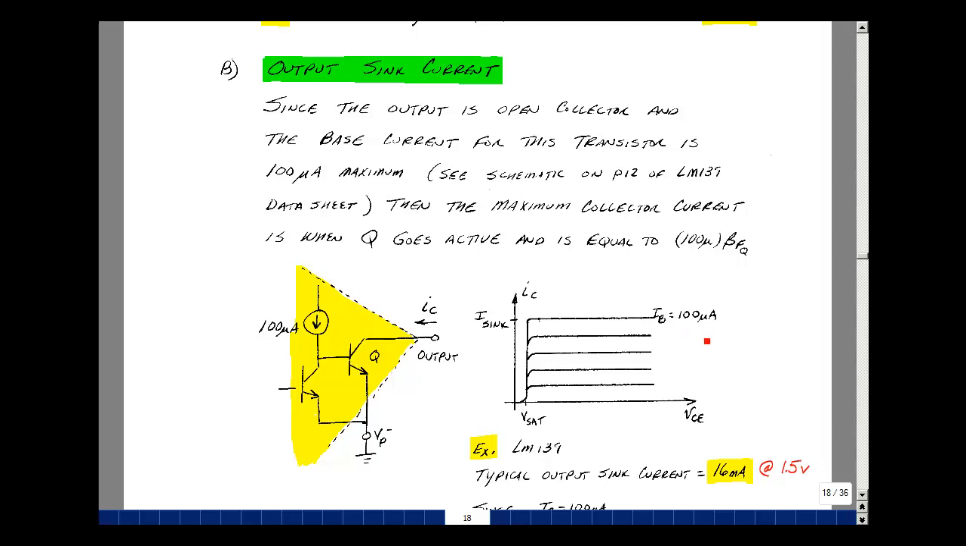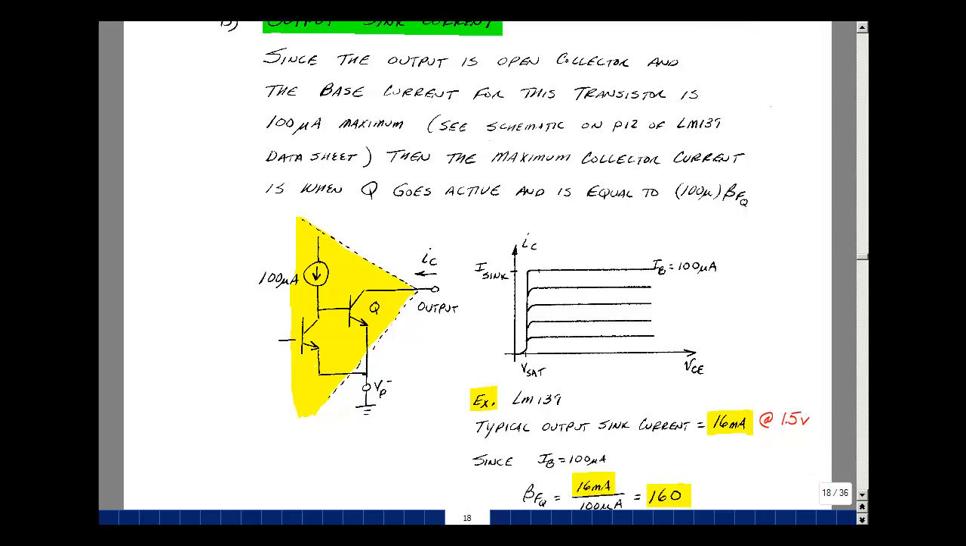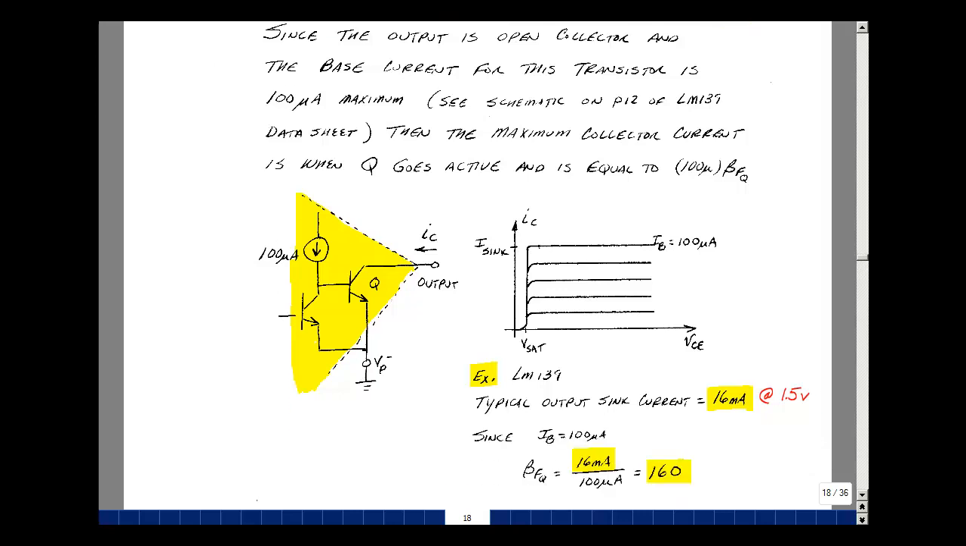Now in the data sheet, it says that the most current that you can sink in here is 16 milliamps when the voltage across is about 1.5 volts. So what that implies is that the beta of the transistor would be this current of 16 milliamps divided by the base current, about 160. So we get some idea what kind of properties this transistor has. For the most part, we're going to keep it saturated, but sometimes the transistor will go active because of the load that we hook up, especially if we put an inductive load on there.